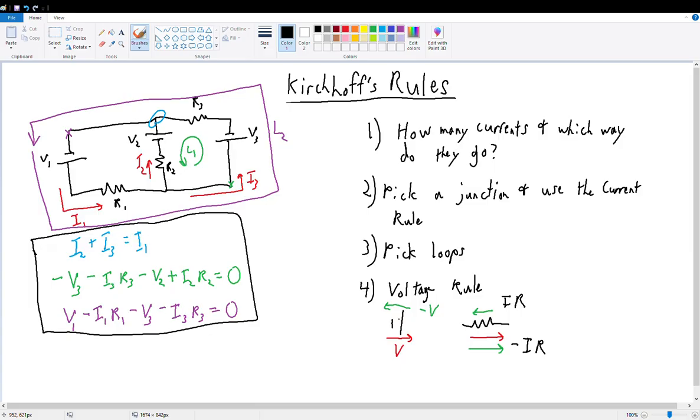There are some nuances with junctions that we can use to our advantage. And of course, which junctions should we pick? Which loops might be easiest? Those are things we're going to talk about in lecture. And we're also going to deal with more complicated circuits. But in the meantime, this should at least help prepare you for your lab.